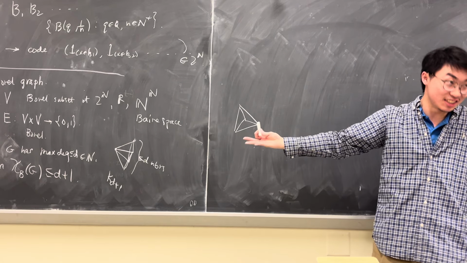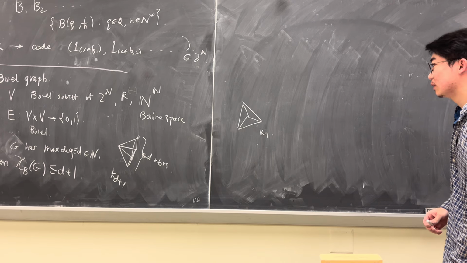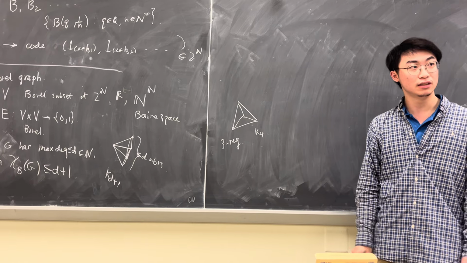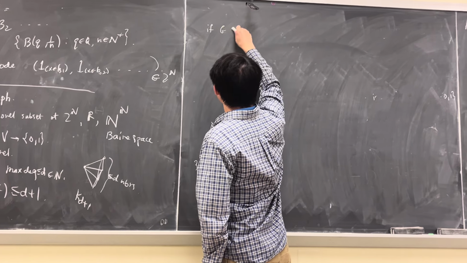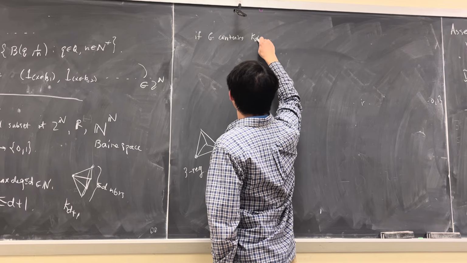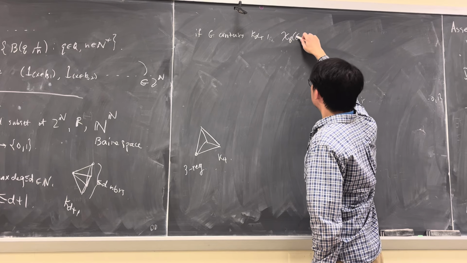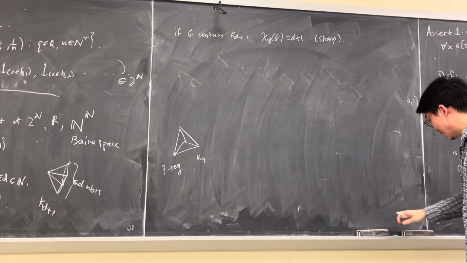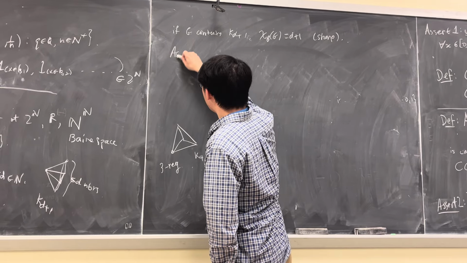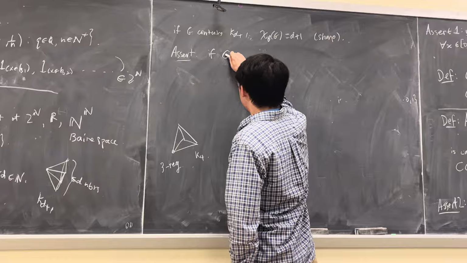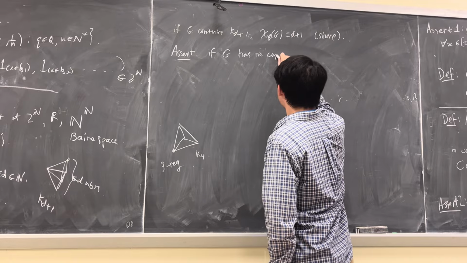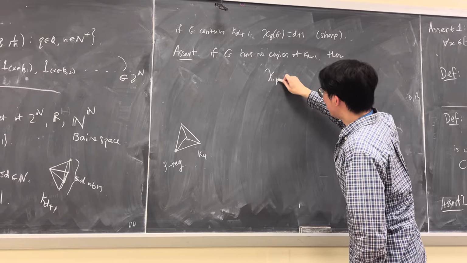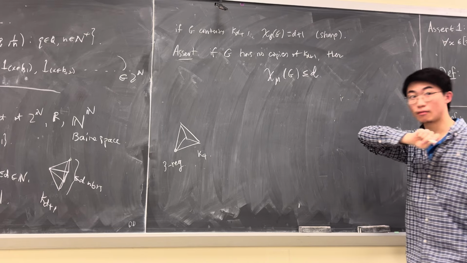Because each vertex is connected to every other vertex. And so this is what's called a 3-regular graph, because each vertex has exactly 3 neighbors. And so if G contains K_{D+1}, then chi_B equals D plus 1. So it's sharp. There is a theorem, again I will assert: if G has no copies of K_{D+1}, then the measurable chromatic number of G is bounded by D.